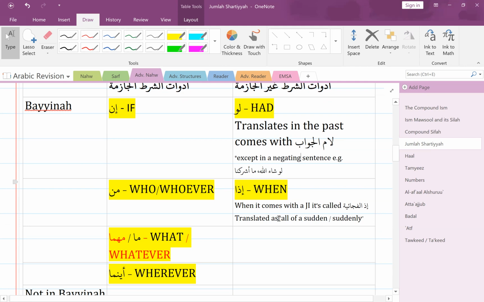And we know إذا pushes the meaning to the future. This is where it comes from. It pushes the meaning to the future because it translates into the future like the other أدوات الشرط. The only thing about إذا that you need to remember is if it comes with a جملة اسمية, it's going to be called إذا الفجائية, the إذا of surprise. And it's going to come with the meaning of all of a sudden or suddenly.